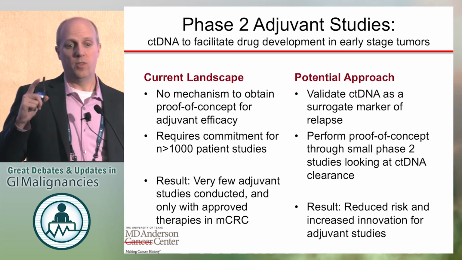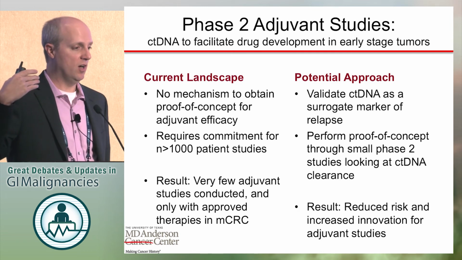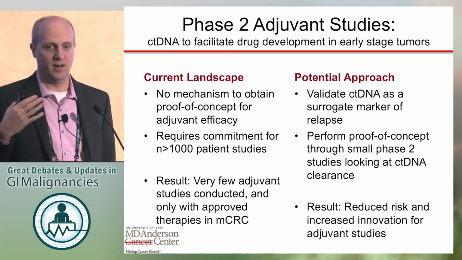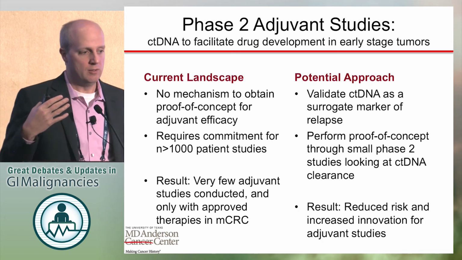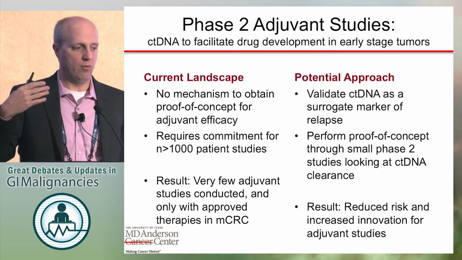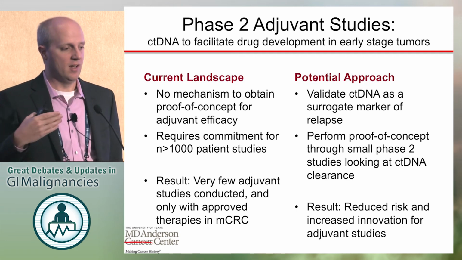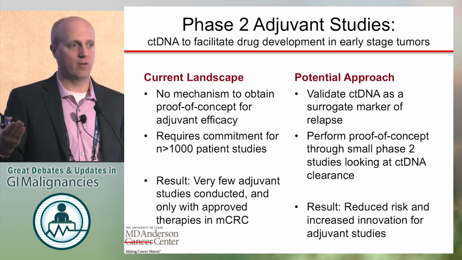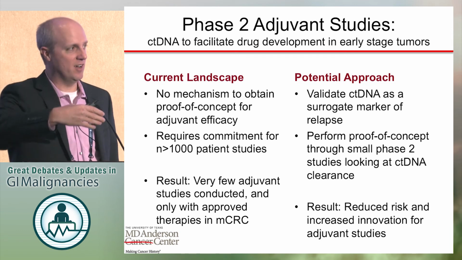Now, this idea of clearing circulating tumor DNA, I think, is provocative just because of the idea that we can now do these things called a phase 2 adjuvant study, right? This is a concept we've not really been able to engage on in the field because typically you have to have a commitment to a very large study to look at this effect. And as a result, we do very few adjuvant studies because they're very large. And they're only typically with approved therapies, at least in colorectal cancer. That's been what we've done, right? Wait till it's approved in metastatic disease and let's try it in adjuvant.